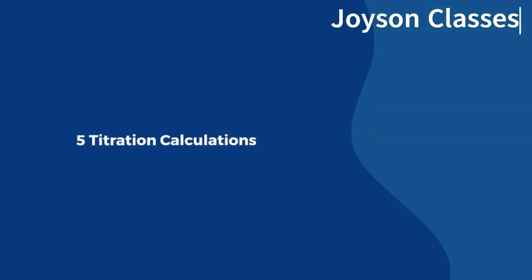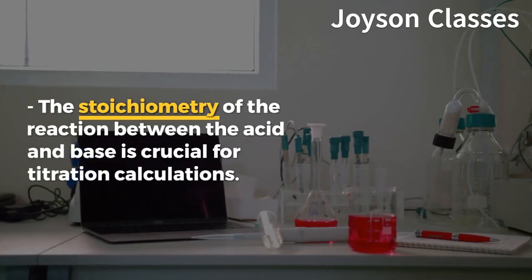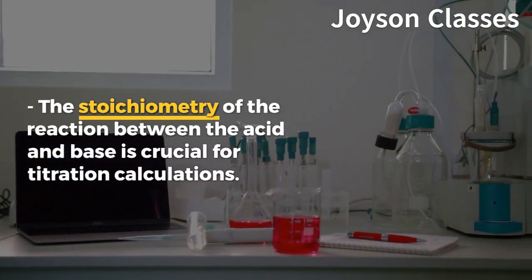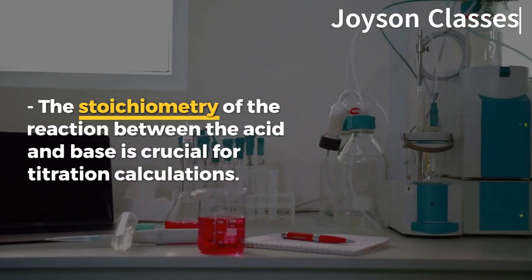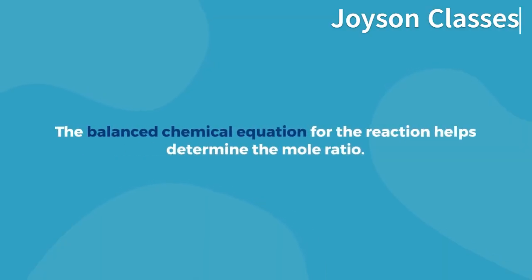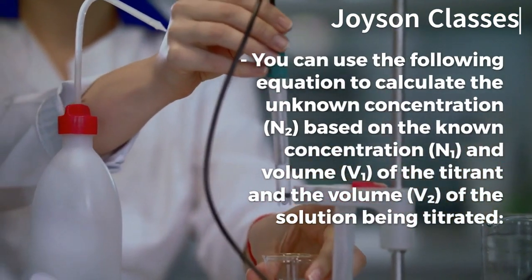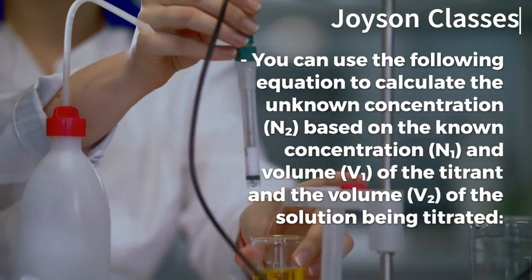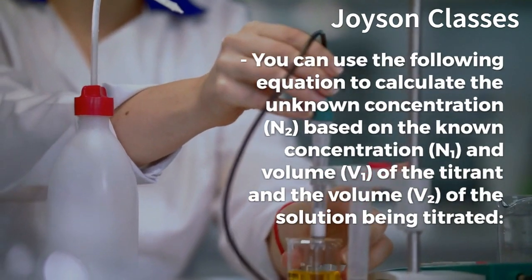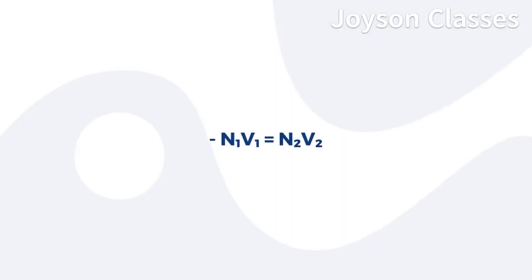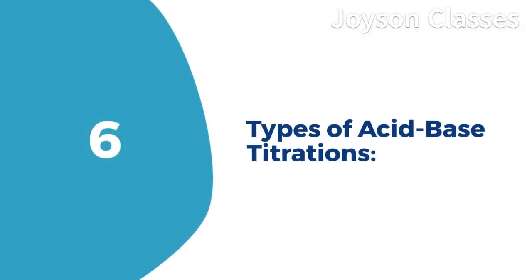5. Titration calculations. The stoichiometry of the reaction between the acid and base is crucial for titration calculations. The balanced chemical equation for the reaction helps determine the mole ratio. You can use the following equation to calculate the unknown concentration, N2, based on the known concentration, N, and volume, V, of the titrant and the volume, V2, of the solution being titrated. NV equals N2V2.